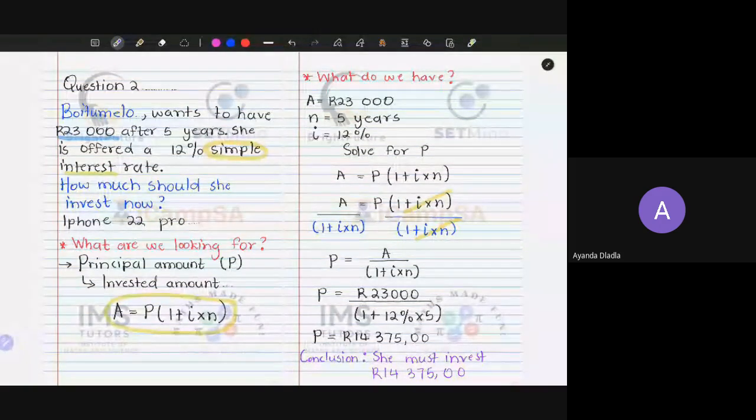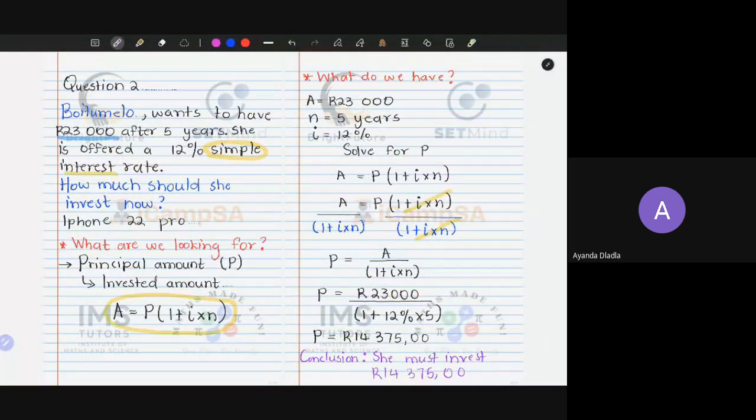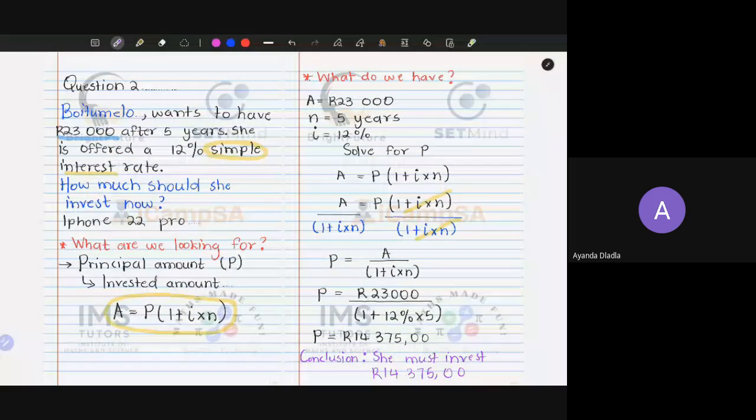Sir, if you didn't divide before substituting the amounts and you still got the same answer, will it be wrong? No, it wouldn't be wrong. It would be right. So yes, you are doing well. Your answer will still be right even if you didn't divide first and do all of those things. Happy? Yes, sir. Okay, awesome. So I hope you guys understand this idea of simple interest.